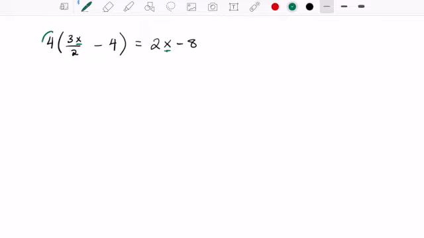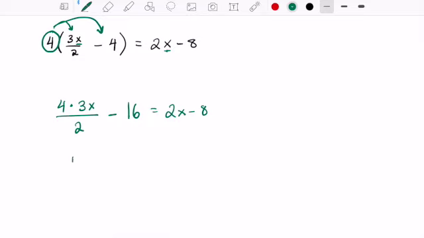But again, my first step, what I do, I distribute down into the parentheses. So 4 will distribute to 3x over 2 and to the negative 4. So 4 times 3x, remember, that's going to multiply to my numerator. 4 times negative 4 gives me negative 16 equals 2x minus 8. 4 times 3x gives me a 12x over 2 minus 16 equals 2x minus 8. Simplify that, 12x divided by 2 gives me a 6x minus 16 equals 2x minus 8.